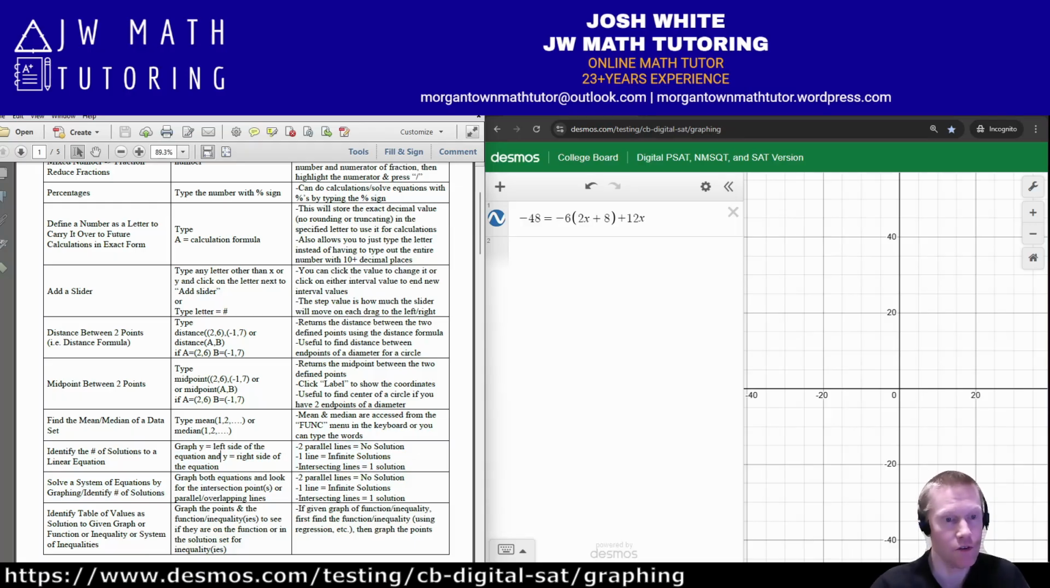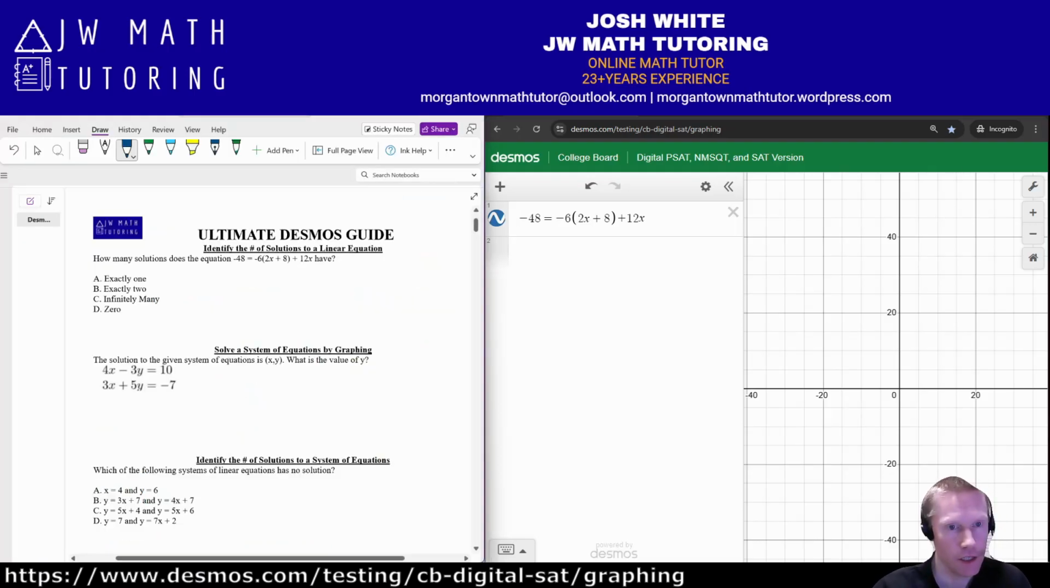So for these specific types of problems where it's identify the number of solutions, meaning not actually solve it, but identify how many solutions there are. And I'll just jump back to the worksheet just to confirm, basically it's going to be 1 solution, 2 solutions, infinite solutions, or all real numbers, or 0, i.e. no solution. Those are your answer choices basically.